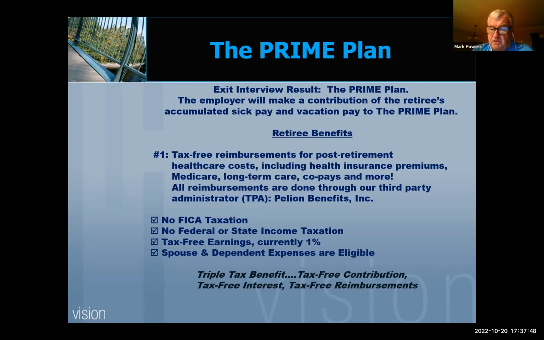Additionally, there is no FICA taxes. There is no federal or state income taxes. The account has tax-free earnings of currently 1%, which has just gone up to 2%. And you can also be reimbursed for your spouse and dependents expenses. So the Prime plan itself, the HRA, provides a triple tax benefit. It is a tax-free contribution by the employer, earning tax-free interest, and you can use this money tax-free to reimburse yourself. Okay, so once again, it's an employer contribution into a tax-free account specifically designed to provide you tax-free money for healthcare expenses.